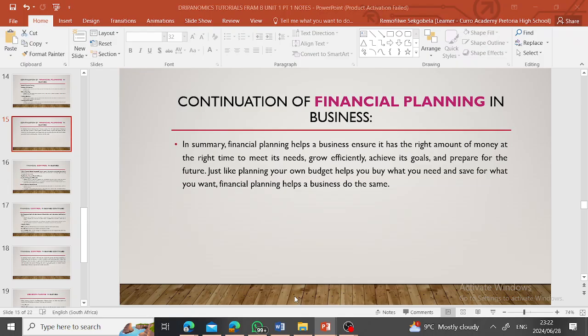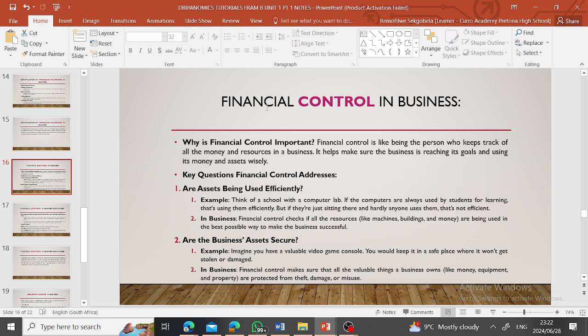So now we're moving on, guys, to the financial control part. So we dealt with the planning, now we're controlling it. Why is financial control important? Financial control is like being the person who keeps track of all the money and resources in the business. It helps make sure that the business is reaching its goals and using its money and assets wisely. The key questions financial control addresses are as follows. Are the assets being used effectively and efficiently?